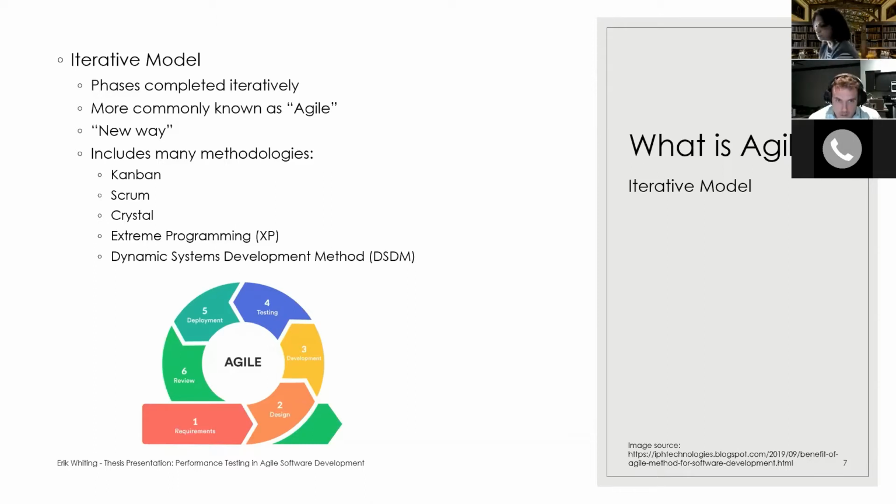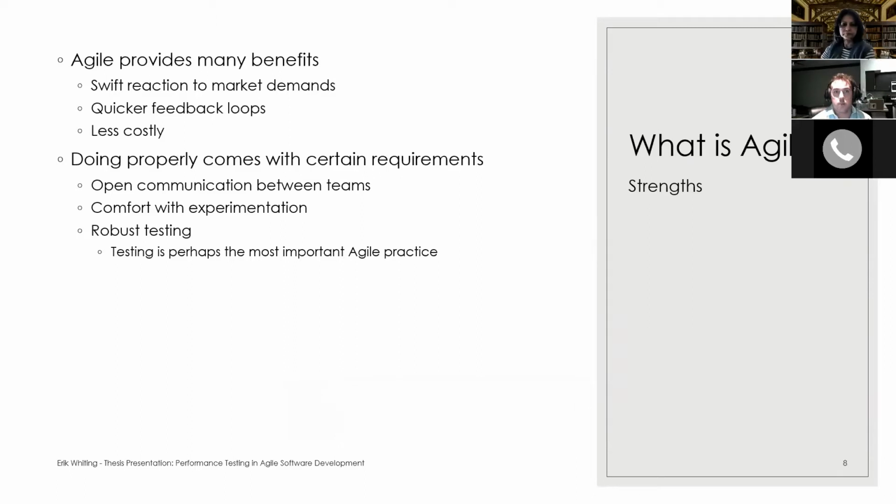Agile covers a few different methodologies that you see listed here. Kanban and Scrum are probably the most common. I do Kanban at work personally. Agile has a lot of benefits. The main benefit is that you can react quickly to shifts in the market demands.